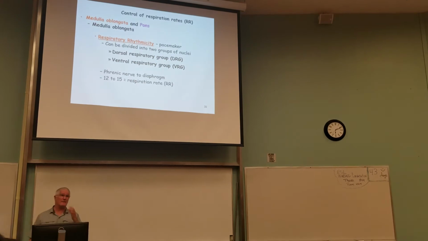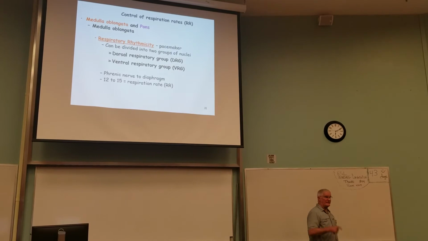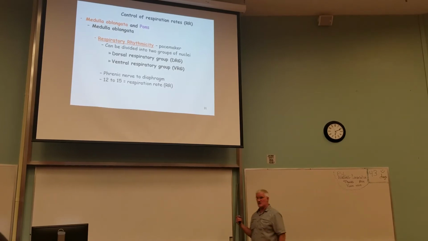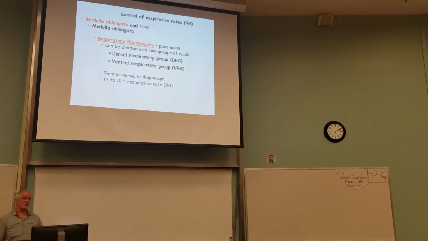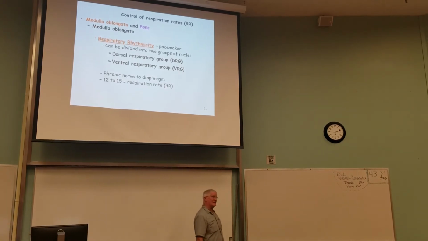All right, now, where is the control center for your breathing? It's a part of your medulla known as the respiratory rhythmicity center. It's a group of autorhythmic cells, like the SA node, of paired nuclei called the DRG and the VRG. From the DRG, a phrenic nerve goes to the diaphragm to cause contractions at a rate of roughly 12 to 15 times a minute. That's your normal rhythmicity, your normal breathing pattern, without any external influence.